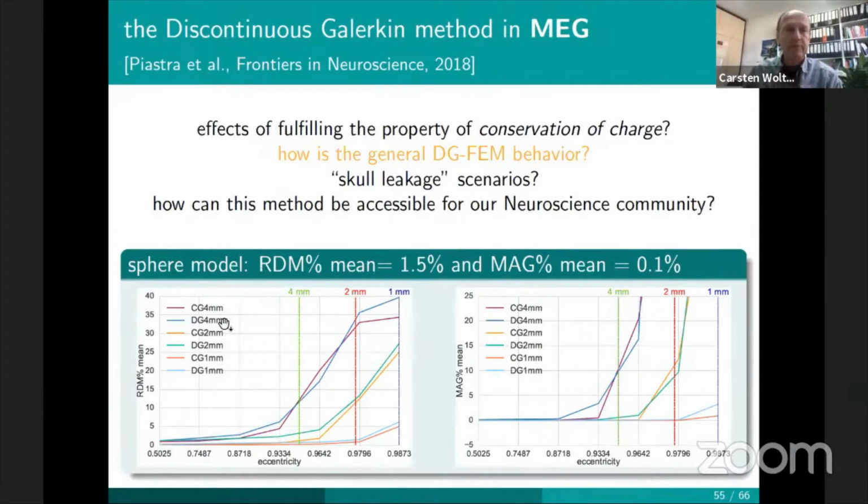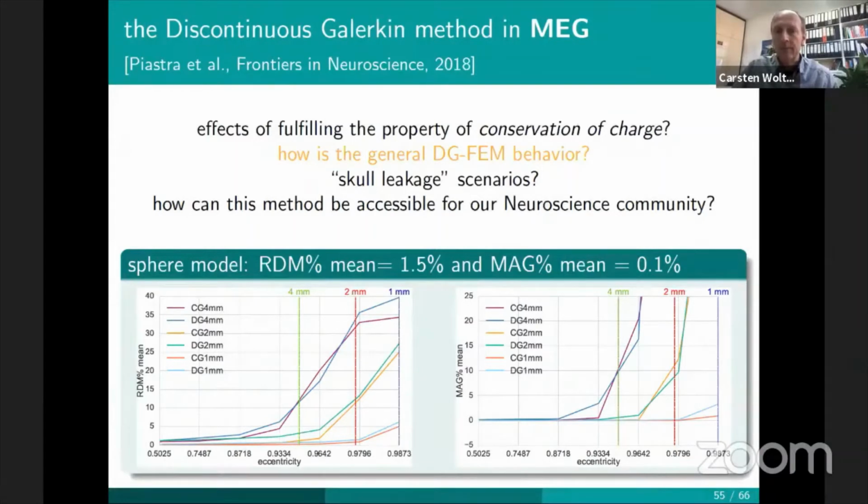So if we have 1 millimeter hexahedral models for the CG or the DG FEM approach, the mean RDM errors are quite similar to each other. So both methods perform very well with a mean of 1.5% numerical error, which is negligible compared to noise in the data in EEG and MEG and so on. Also, the MAG error is negligible for source eccentricities that are about 2 millimeters away from the next conductivity jump.